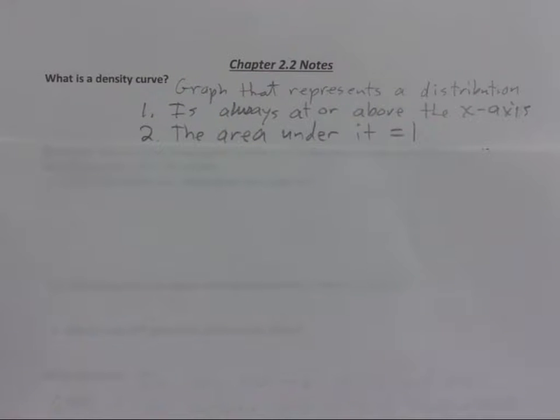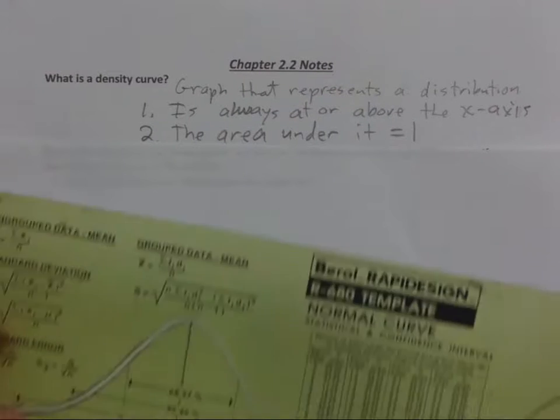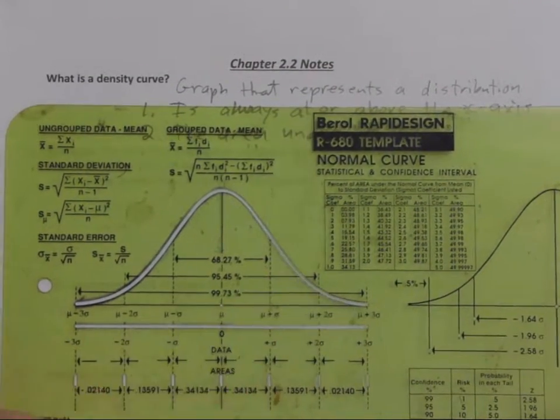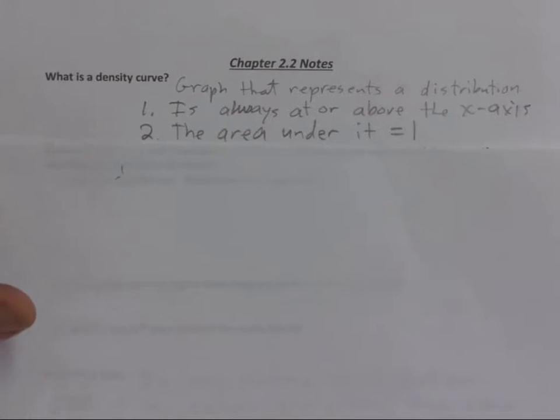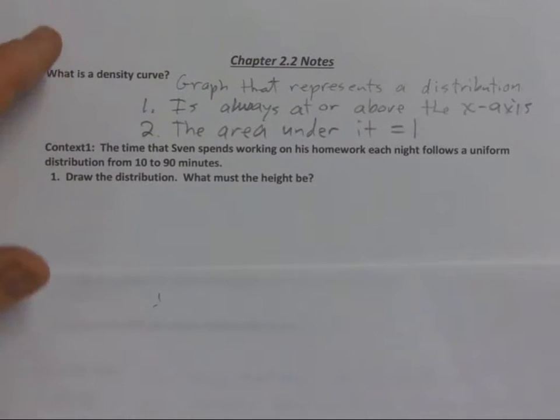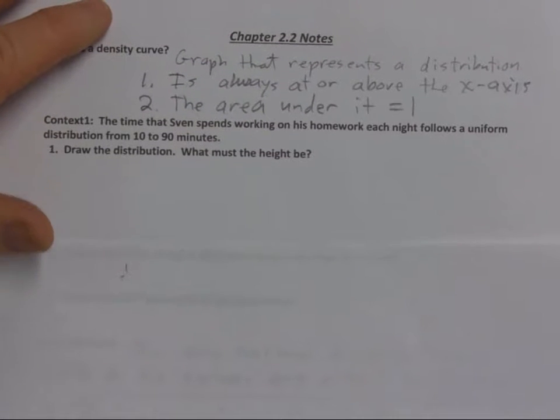There are a lot of different kinds of density curves, but there are really two of them that we care about. One is the uniform curve, which means it's just going straight across. In other words, it's a rectangle. The other one is a normal curve, which is a bell-shaped curve, which we're going to use a lot of, and we will deal with that in a minute. But first we're going to look at a uniform distribution.